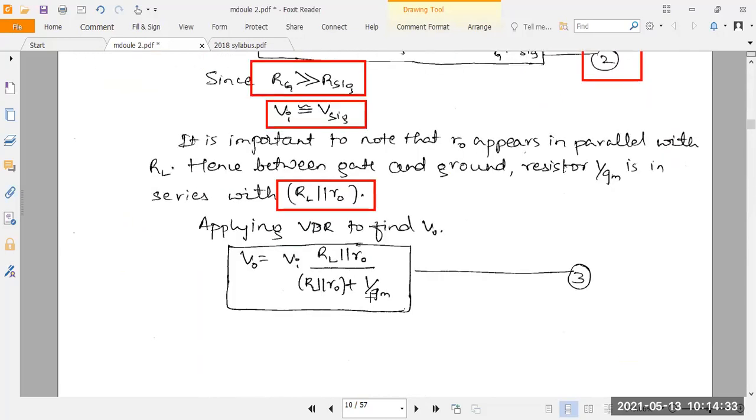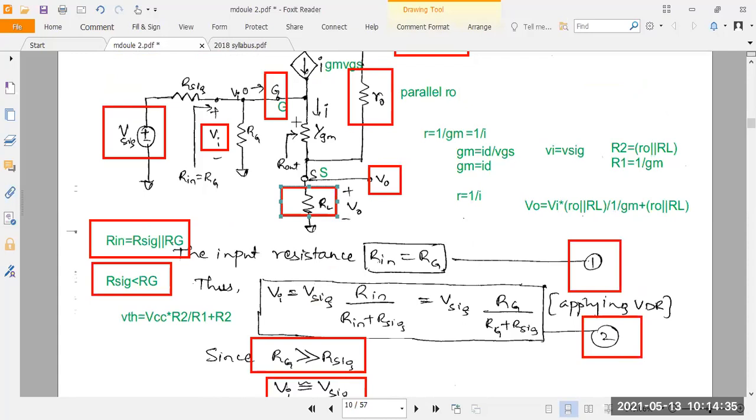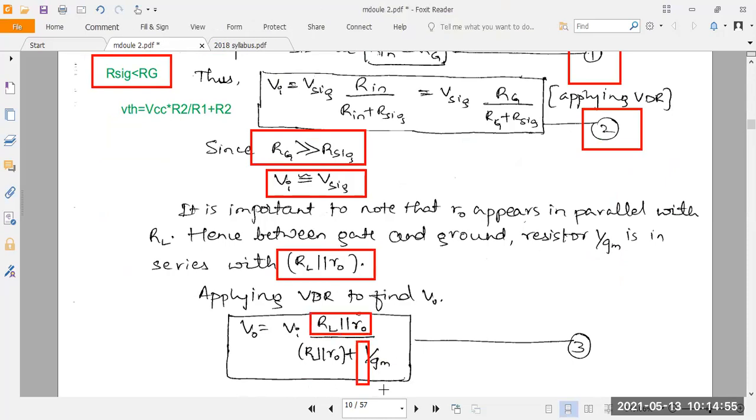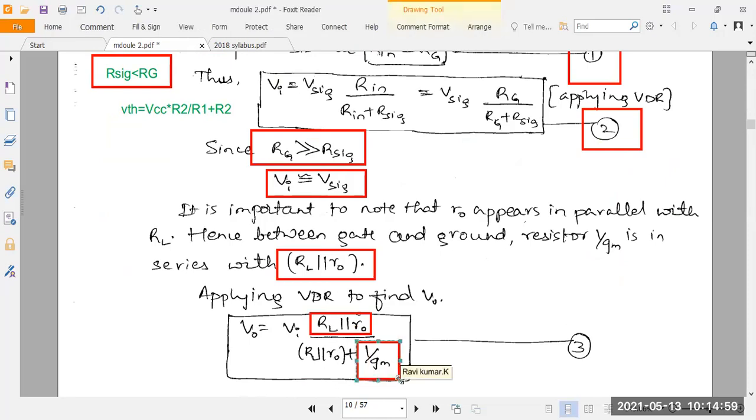R1 plus R2. Okay, what is R1 here? 1 by gm. Okay, 1 by gm, that is the R1 resistance. Understood? R2 means what here? R0 parallel with RL. Understood? This is very important here. Okay, this whole term indicates what here? The R2 resistance and the ground resistance. So R1 resistance means what here? 1 by gm.